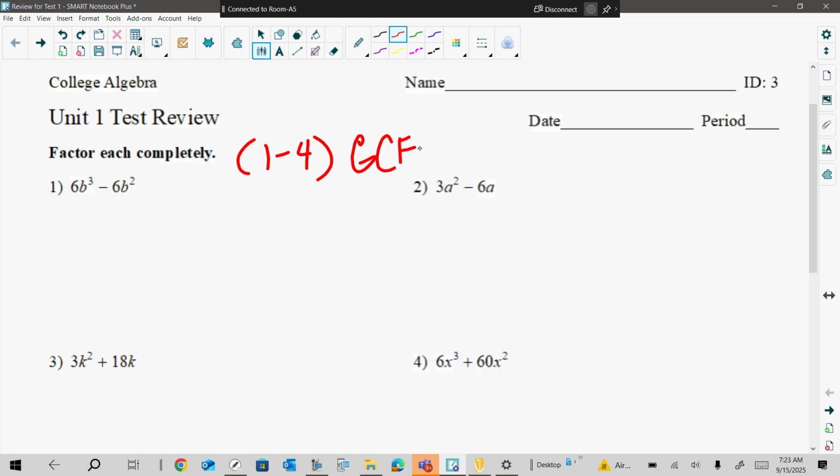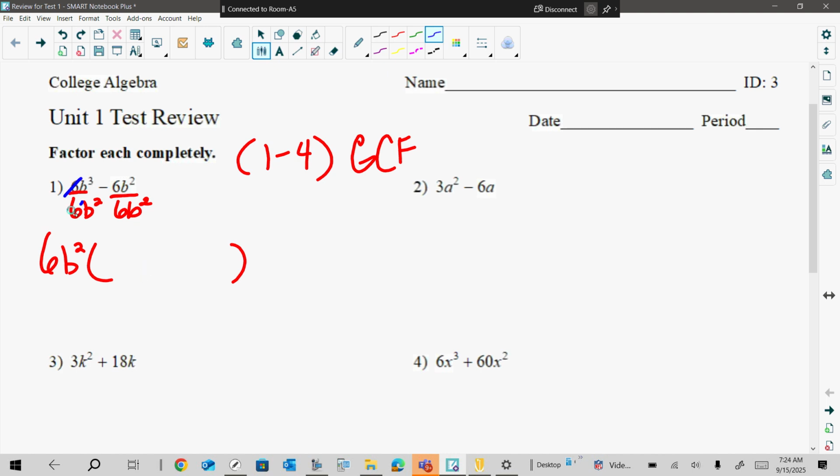If you need to use the trick on the calculator, which is math, arrow to the right, number 9, and then put your terms, you can do that. But for example, on 1 here, I see they have the same coefficient and they both have a b, so I'm going to take out a 6b squared as the GCF. I forgot the smallest exponent. That is outside the parentheses, and then simplifying each term by dividing.